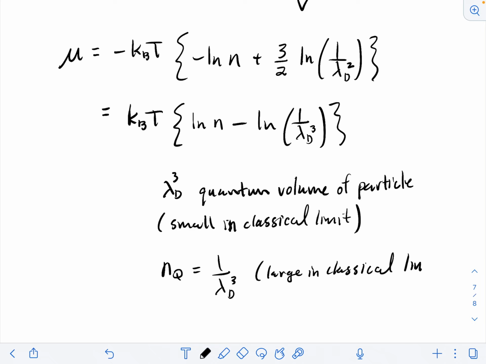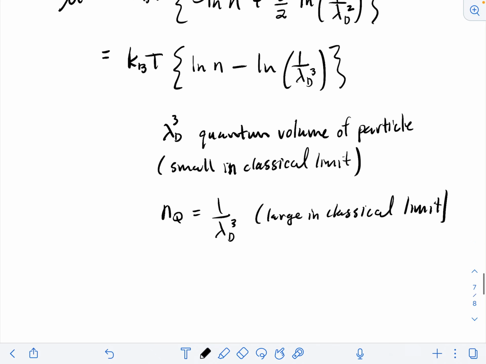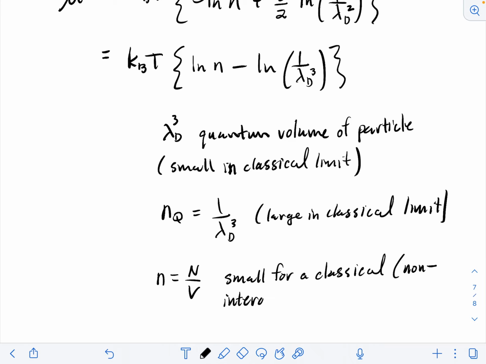At the same time, let's recognize that for a classical gas, n, which is the number of particles per unit volume, is small, because a classical gas is one in which we assume there are no interactions between the particles, and so it's this dilute limit. And so this is small for a classical, which means non-interacting or dilute gas.